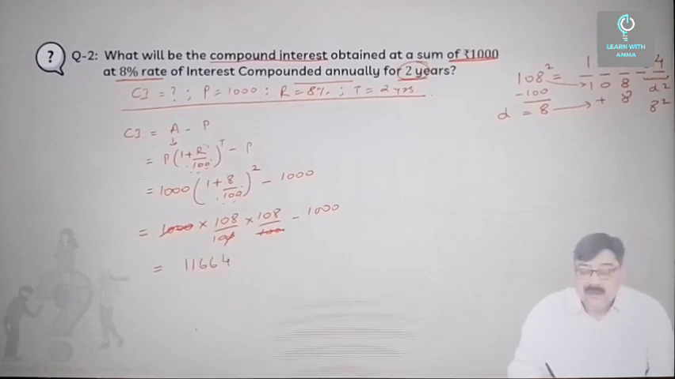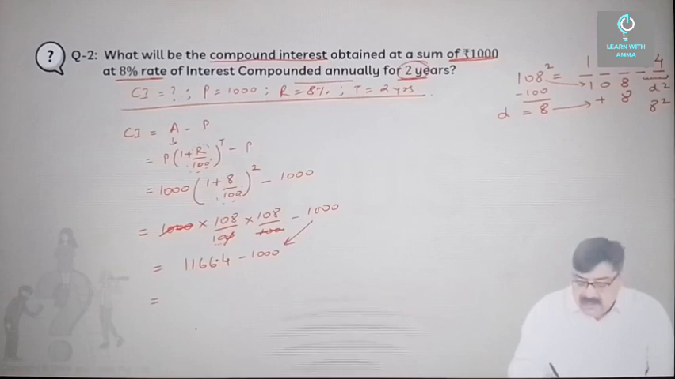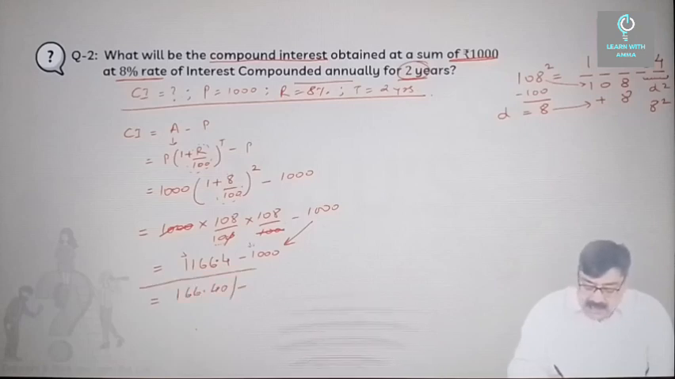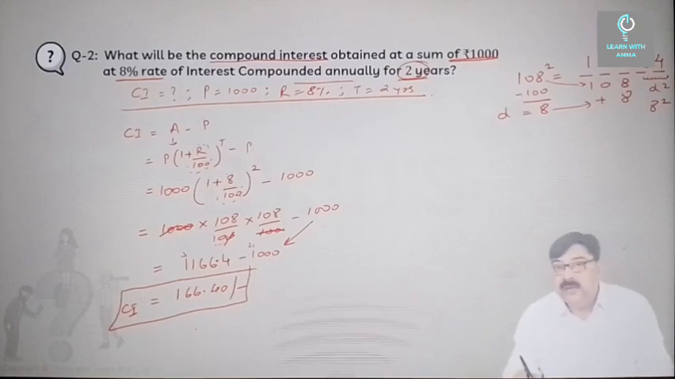So quite easily you will find that this is 11664. And because this is divided by 10, let me put a dot here. Minus 1000, this 1000. Alright. So taking the difference, this 1 would balance with this 1. So we have 166.40 as the compound interest which is obtained after 2 years.